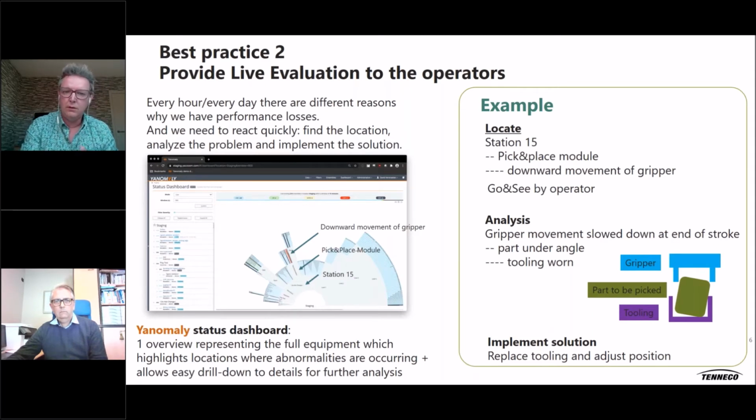We have in station 15 a pick and place module where the downward movement of the gripper is behaving very strangely. It's an abnormality that is being detected. This is the target now. The operator goes and sees. He is looking at the gripper movement. He sees that there is a part at an angle, for instance, because the tooling is worn. So that's his analysis. AI will not do that for us. He can immediately implement the solution by replacing the tool, adjusting the position, and we can continue.